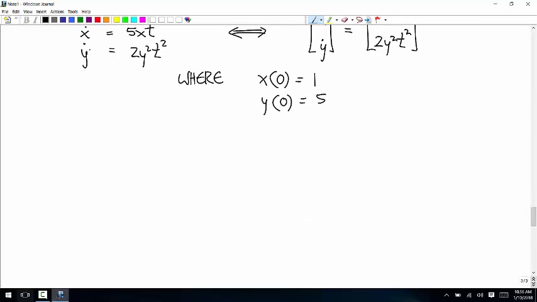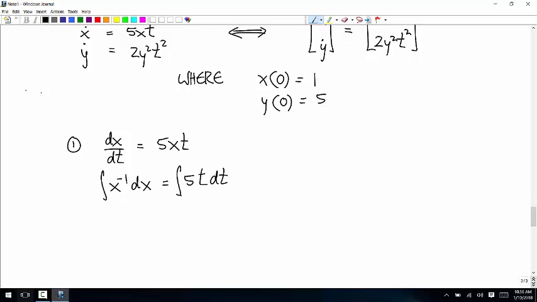So I'm just going to do the first one first, finish that one, move on to the second one. So the first one, we have dx/dt is equal to 5xt. So x to the minus 1 dx is equal to 5t dt. Integrate both of those, you get natural log of the absolute value of x is equal to 5t squared over 2 plus c1.